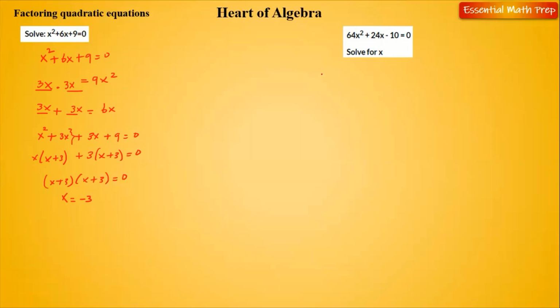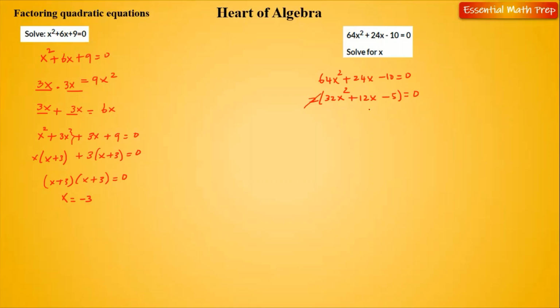So we have 64x squared plus 24x minus 10 equals 0. Now, what I normally advise when you have large numbers for the coefficients is, if it's possible, reduce them to the simplest form. The term that's common in all of this is 2. So if we take 2 out, then we get 32x squared plus 12x minus 5 equals 0. Because this equals 0, we can eliminate the 2 from the expression. We no longer need it.